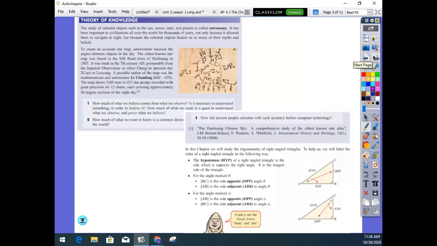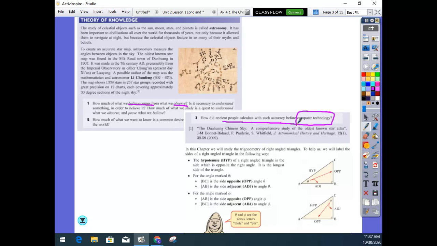The theory of knowledge just talks about how the sun, the moon, the stars, and planets, that's called astronomy. How much of what we believe comes from what we observe? Is it necessary to understand it to believe it? Think about ancient astrologers. They used to calculate all these angles before computer technology. So this is kind of interesting.